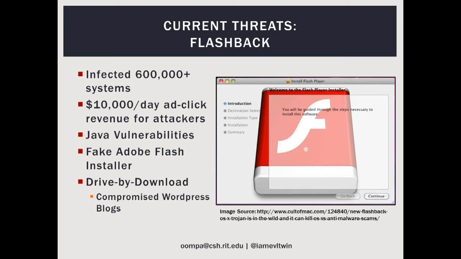Flashback came around due to drive-by downloads from compromised WordPress blogs. WordPress blogs we see all the time that get compromised. And this one, shown in the screenshot, installs a fake Adobe Flash installer using a Java vulnerability.